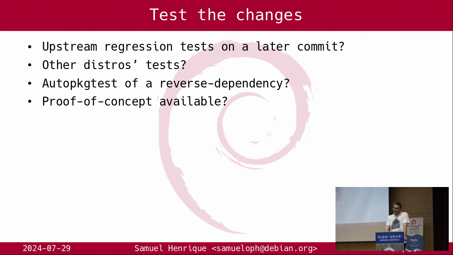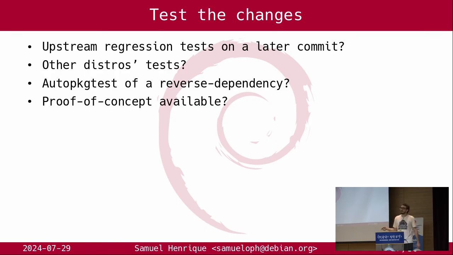Testing the changes then, not much I can say about that. So check if other people have tested already. For example, upstream might have pushed a regression test, and it's going to be on their Git project. So look around the Git repository. Maybe other distributions have pushed a test for it. This is rare, but it can happen.